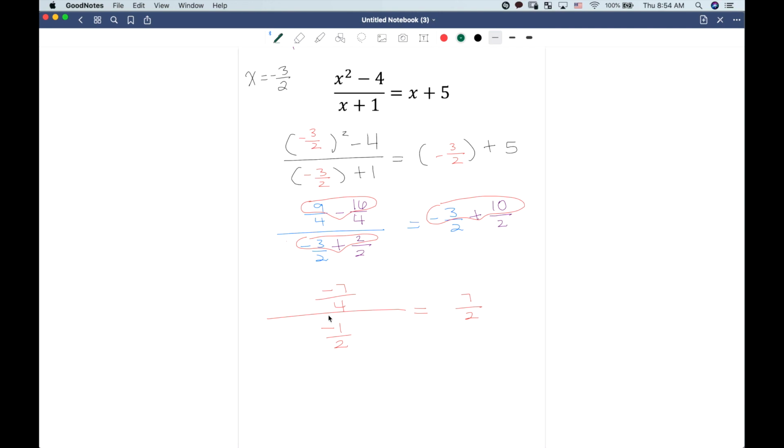If you look here, we're actually dividing fractions. So one of the rules was if you're dividing fractions, the numerator doesn't change. Instead of dividing, it's the same thing as multiplying by the reciprocal of this denominator. Reciprocal just means flip the fraction. Nothing happens to the sign, so it stays negative, but instead of 1 over 2, it's 2 over 1.